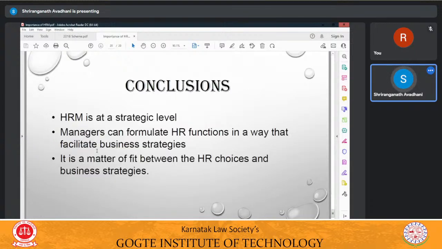With this, I'll conclude. I think we have understood about human resource management. It is at the strategic level. Managers formulate the HR functions in a way that facilitates the business strategies, and it is a matter of fit between the HR choices and the business strategies. So this is about the introduction, and I have explained the importance of human resource management.